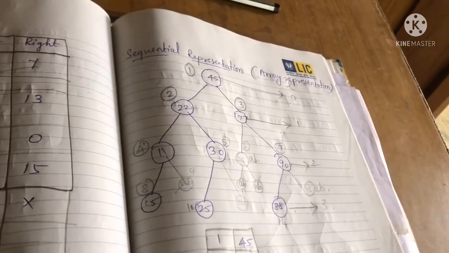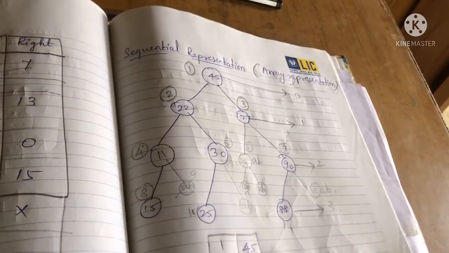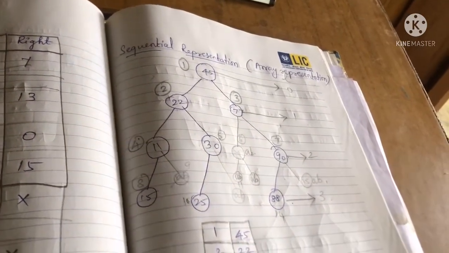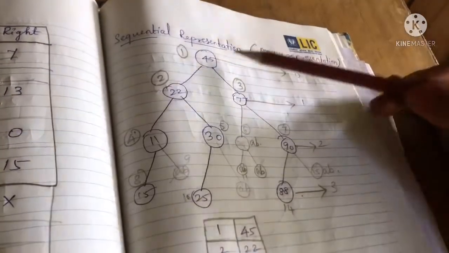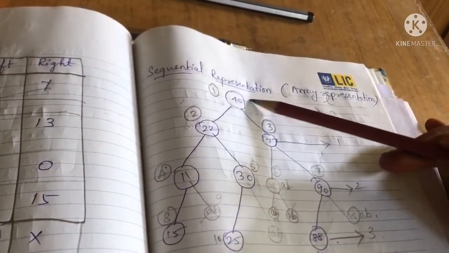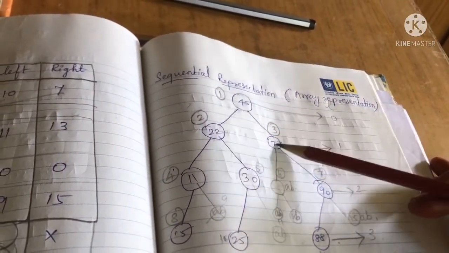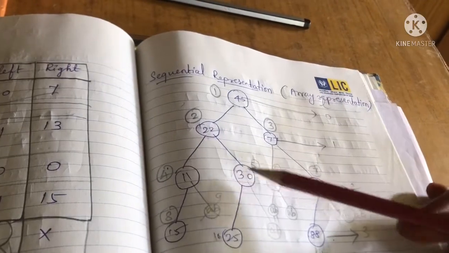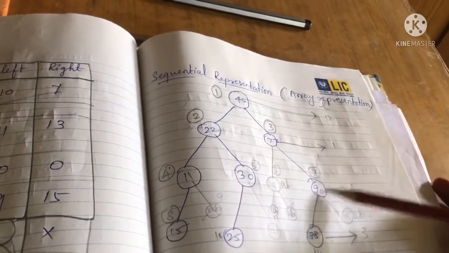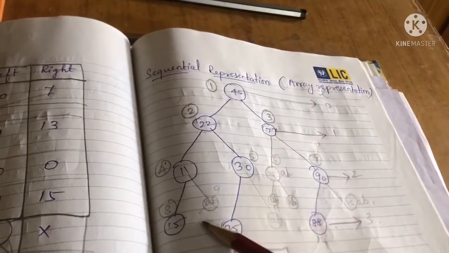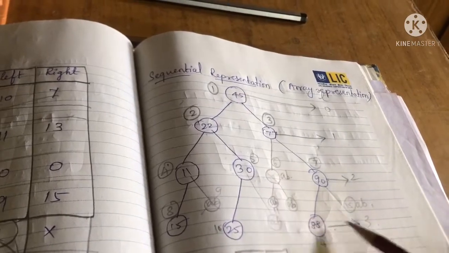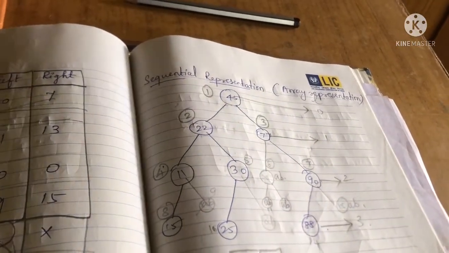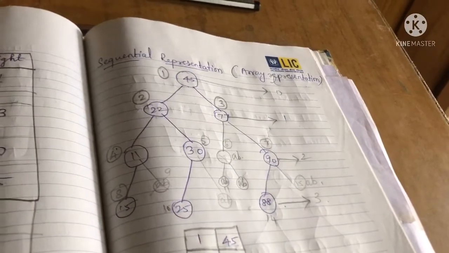How the data start: first the root, then left, then right, level by level. This is the first level, with the root. Then the second level, left and right. Then the third level, left, right, left, right. Then the fourth level, left, right, left, right, left, right, left, right. Likewise the data are arranged in memory.